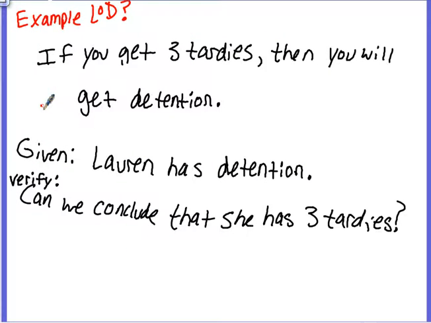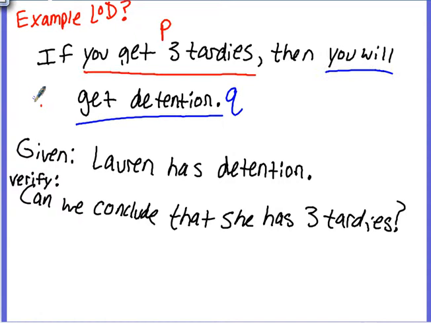Alright, so take a look at this example. Go ahead and hit pause and write it down first. This is all given information. Go ahead and hit pause so you can write it. Alright, so in this question we're going to see, is this an example where we can use the law of detachment? The given if-then statement says, if you get 3 tardies, then you will get detention. Go ahead and underline the hypothesis and the conclusion if you think you already know what they are. You should have underlined getting 3 tardies as the hypothesis and getting detention as the conclusion.